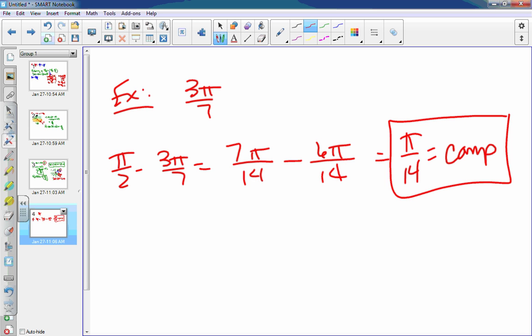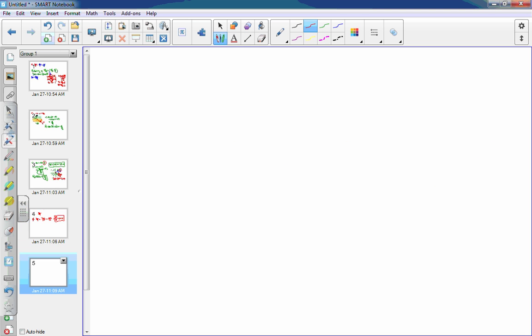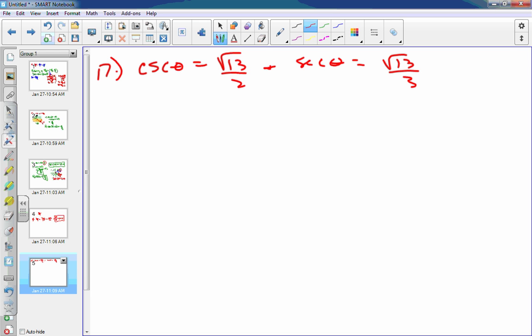Okay, the next section is going to be 17 through 20. 17 through 20, talk to me. 17. The cosecant of theta is equal to the square root of 13 over 2, and the secant of theta is equal to the square root of 13 over 3. It says use the given function values and the trigonometric identities to find the indicated functions. It wants you to use your identities, right? If it wants you to use your identities, then you need to utilize that. The first thing I want you to do is to find the sine. Well, how do I find the sine?